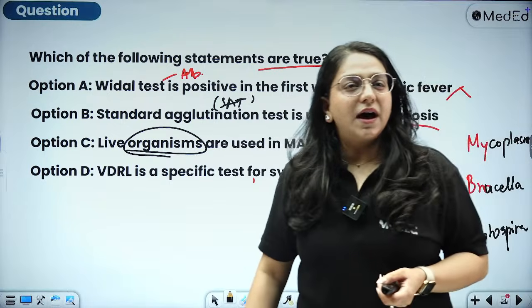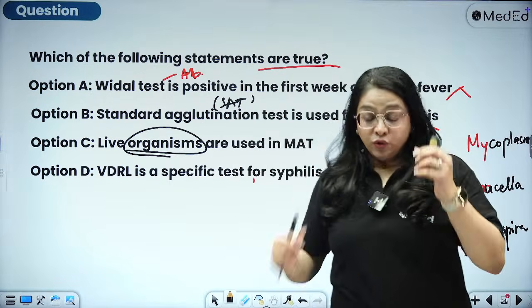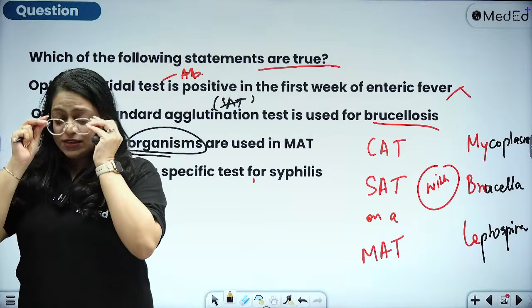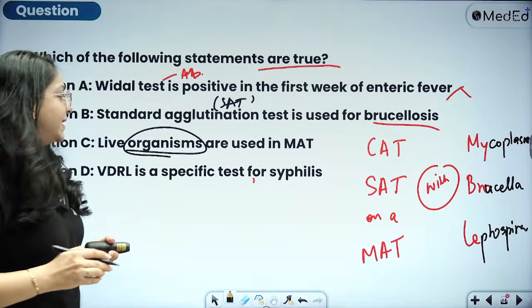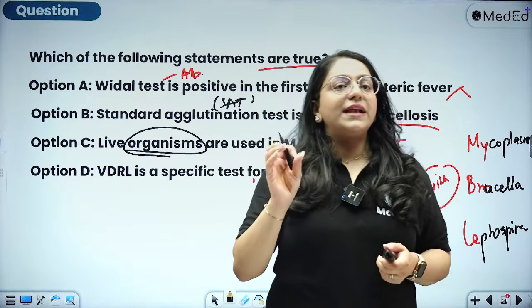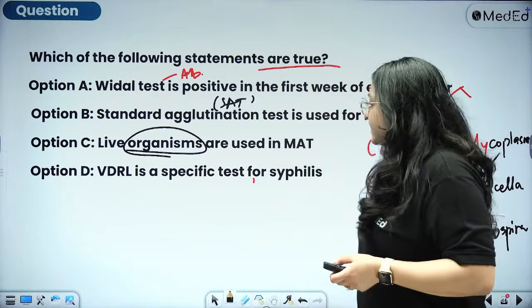SAT, CAT, MAT tests are confirmatory tests? No. Not even Vidal is confirmatory. These are gold standard agglutination tests. If they ask you confirmatory, no. You have to write that these are gold standard tests, CAT, SAT, MAT.